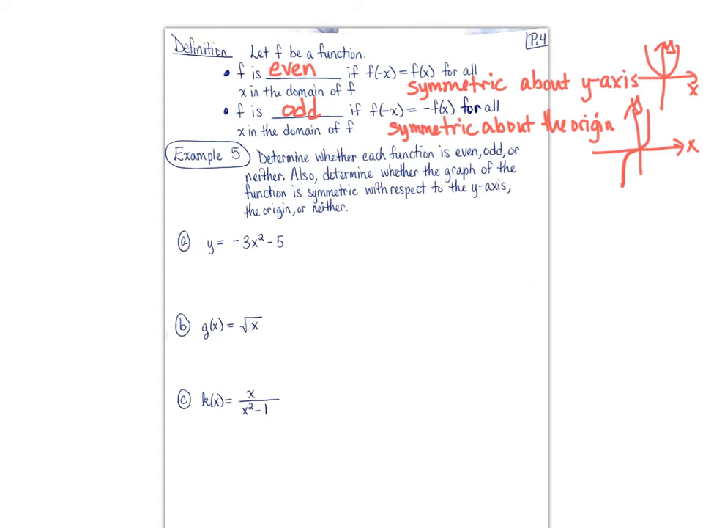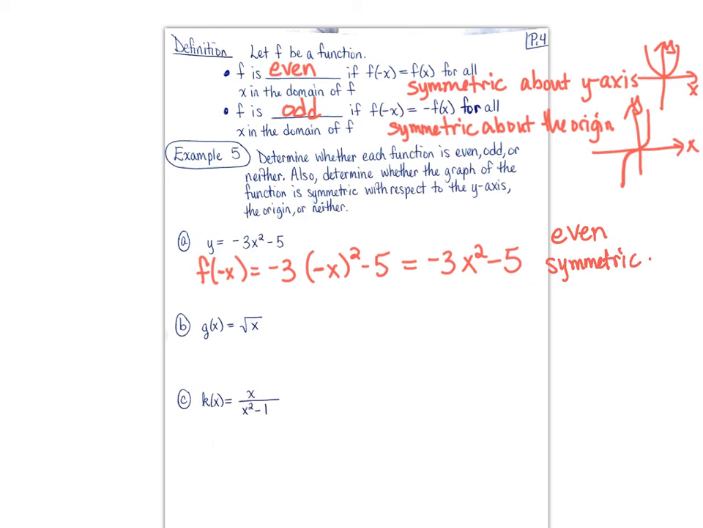So, we have to find f of negative x, that's equal to negative 3. Remember, we're substituting in negative x for x to find out if we get the original function back or the opposite of the original function. So this is negative 3. Negative x times negative x is x squared. And then we're subtracting 5. But wait a second. This function is our original function, which means when we substituted in negative x, we got our original function back, which meant that our function is even and we have symmetry about the y-axis.